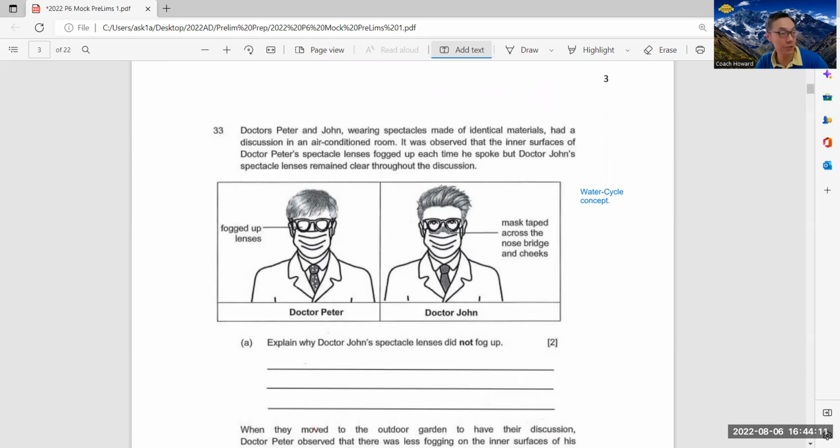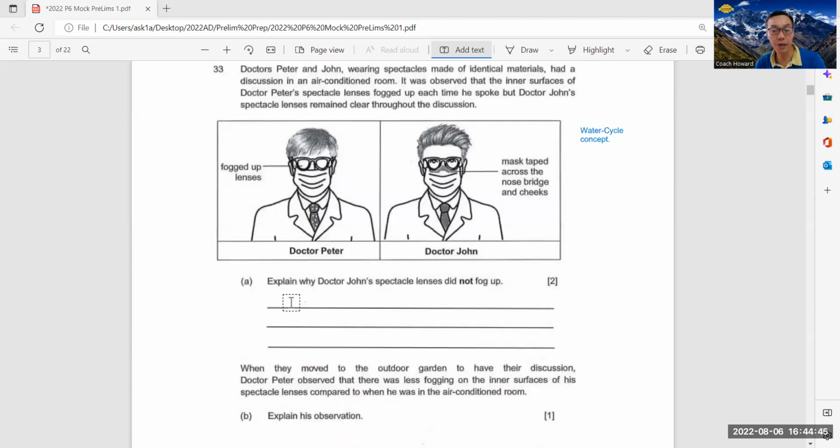For fogging to appear, there must be a temperature difference. Dr. John's mask was taped across the nose, bridge, and cheek. So when he speaks, the warmer water vapor from his respiration will not be able to escape. If it can't escape, it won't contact the cooler surface of the spectacle lens and condense. This is a 2-mark question, so this is how you will answer.